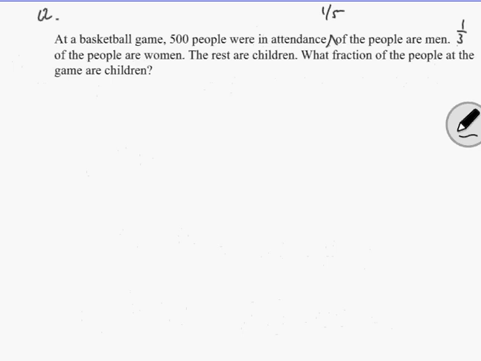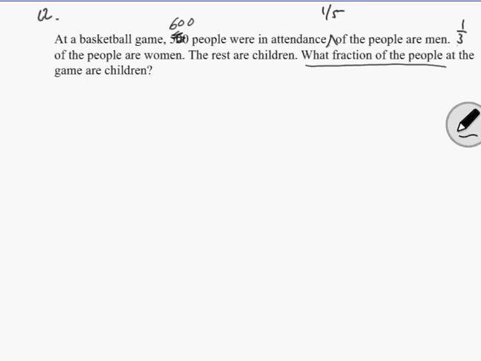At a basketball game, 500 people were in attendance. 1/5 of the people were men, 1/3 of the people were women, and the rest were children. What fraction of the people, that's really the question, at the game are children? Not how many were children, it says what fraction. And we said at the start of the test that this number should have been 600 to make it actually achievable, but it didn't matter because our question had nothing to do with 500.